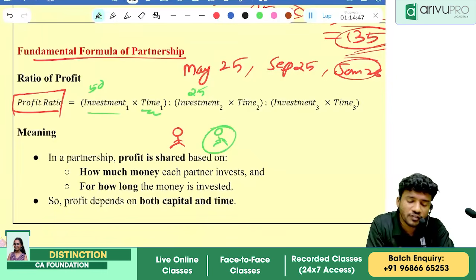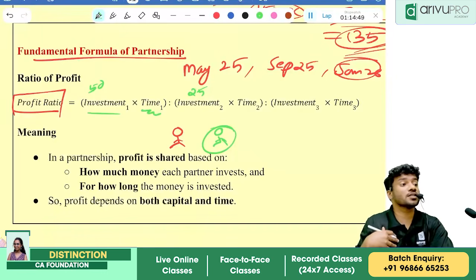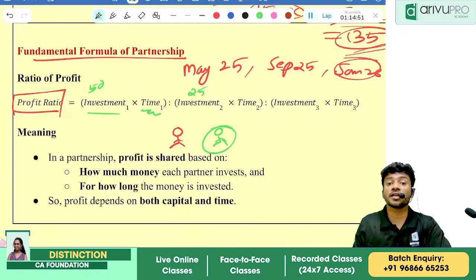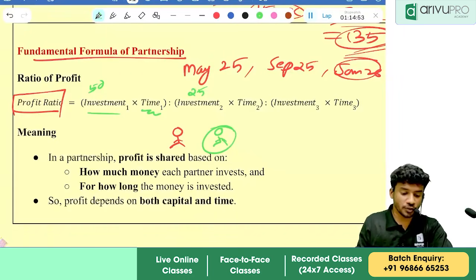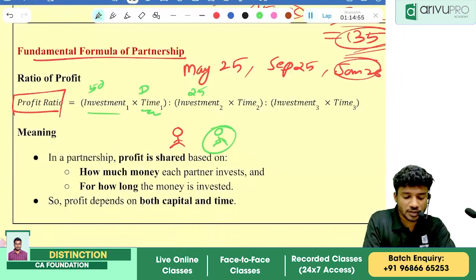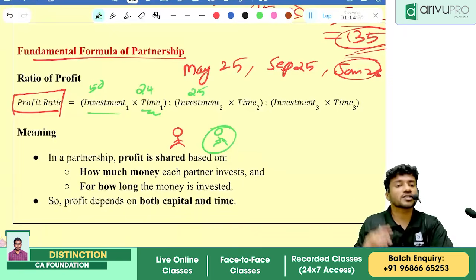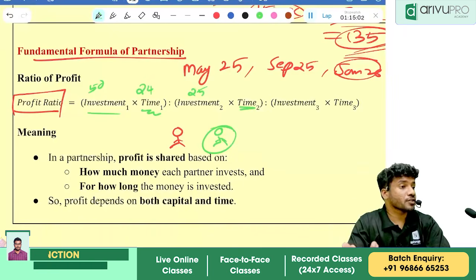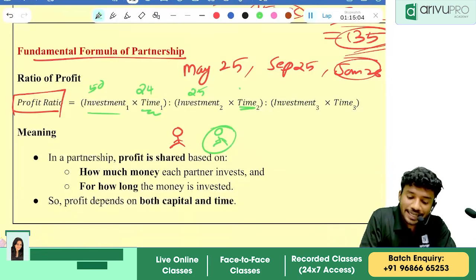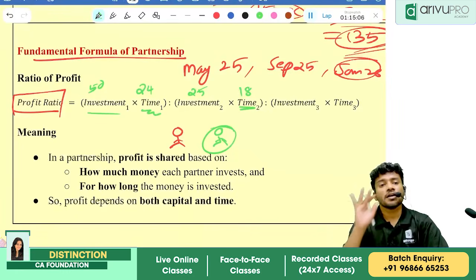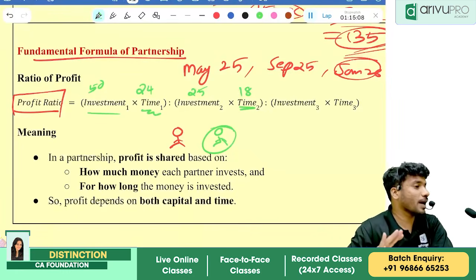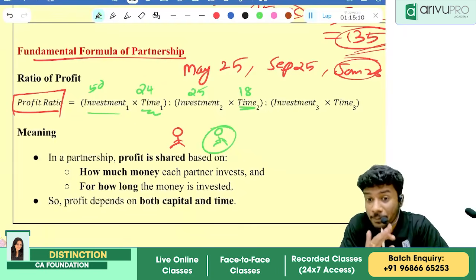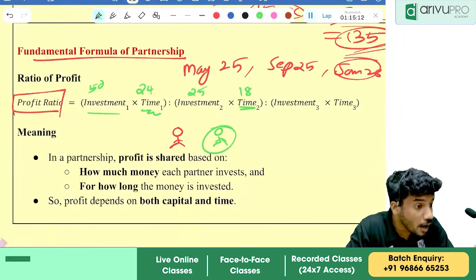So time for the first person will be how much now? I started the business, so I'll be there for how many years? 2 years total. That means 2 years is how many months? 24 months, I will be there. But my friend joined after 6 months. So how many months is he there? 18 months only. Using that, we will take the ratio and we will get the answer. That is the method for solving questions based on partnership.